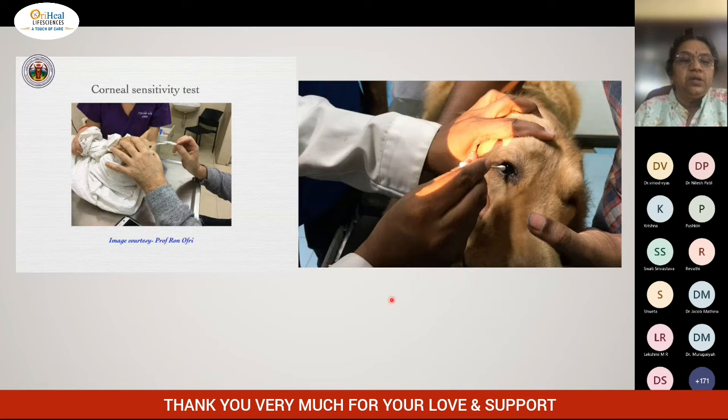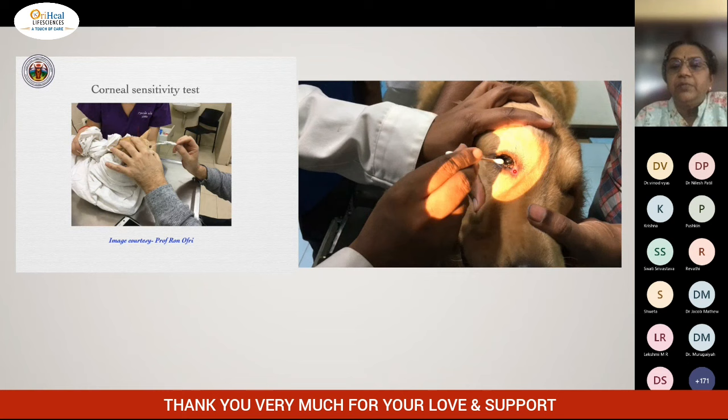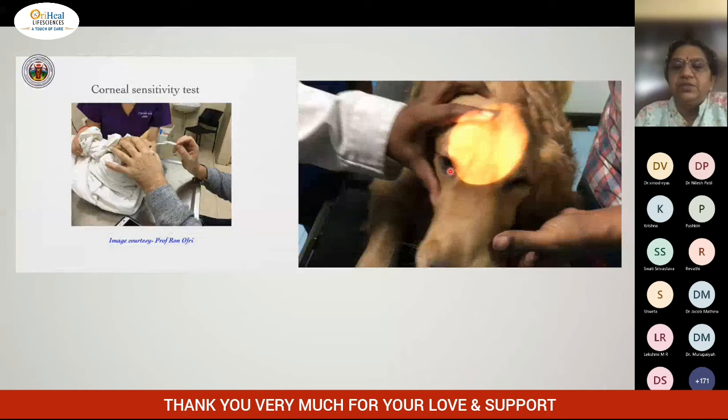So this is something which I have seen at the Koret School of Veterinary Medicine in Israel. Professor Ron Ofri is there, and he is trying to examine the sensitivity. They normally do this sensitivity test with a small thread from a bandage roll and just touch the cornea. Here we are using a cotton bud to touch the cornea and check for the blink reflex. Corneal sensitivity is very important because the cornea is the most sensitive part of the body, and it is supplied by the ophthalmic branch of the trigeminal nerve. Dr. Narendra is using the bud to touch the cornea and checking for the blink reflex.